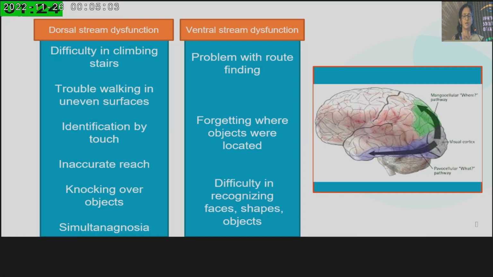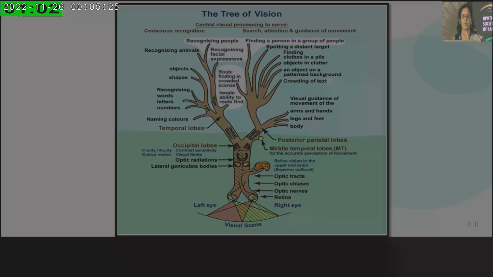So dorsal stream dysfunction will cause difficulty in climbing stairs, trouble walking on uneven surfaces, identification by touch, inaccurate reach, knocking over objects, etc. Whereas ventral stream dysfunction results in problems with route finding, forgetting where the objects were located, and difficulty in recognizing faces, shapes and objects.